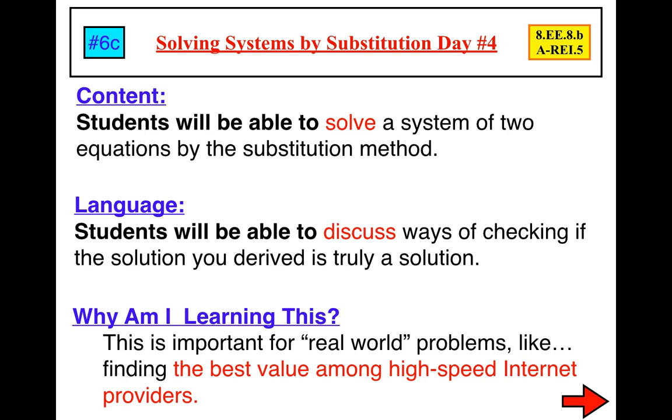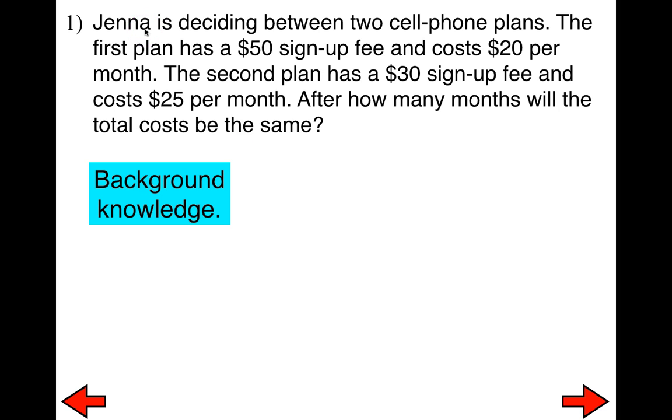Well, it's important for real-life problems like finding the best value among high-speed internet providers. So first, let's go over some background knowledge. We've gone over this type of problem in the past, but let's remind ourselves how we did it. So it says here, Jenna is deciding between 2 cell phone plans. The first plan has a $50 sign-up fee and costs $20 per month. The second plan has a $30 sign-up fee and costs $25 per month. For how many months will the cost be the same?